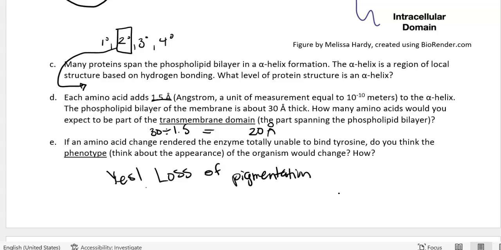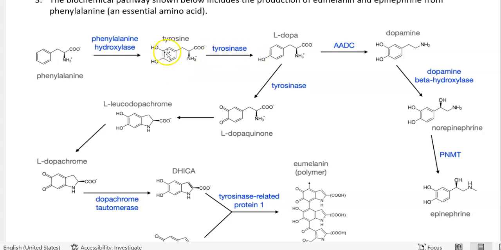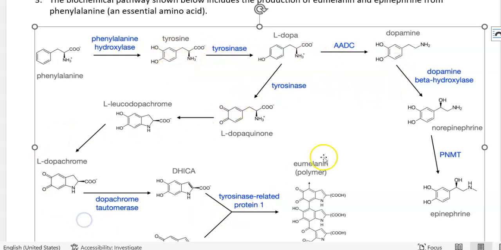In the Siamese cat, they have dark colored ears and nose and extremities, basically. Am I going to even attempt to draw a kitty? Yay, kitty! They have dark ends of their paws and their ears, and that's because the expression is temperature dependent. So yes, if you had an enzyme that no longer worked, can't bind tyrosine, then you can no longer do this pathway and end in eumelanin.